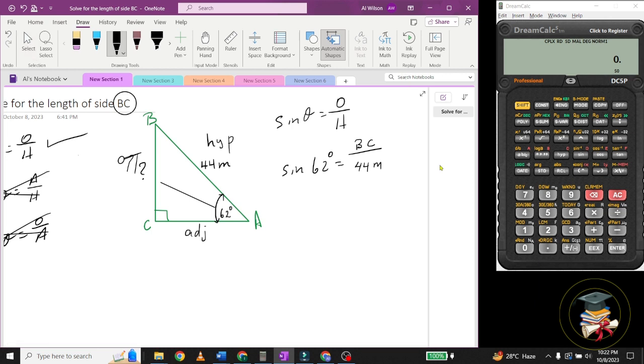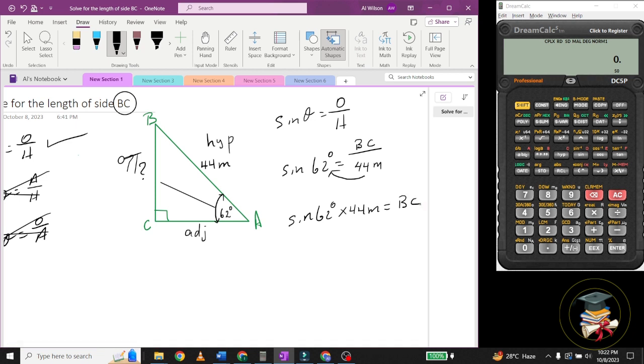Good. So with that now being established, our next step is to transpose. Now generally you will be taught different ways on how to actually do this, but we're just going to say we're carrying this over. So as it's in the divisor position, we're actually going to use it to multiply. So sine of 62 degrees times 44 meters is equal to BC.